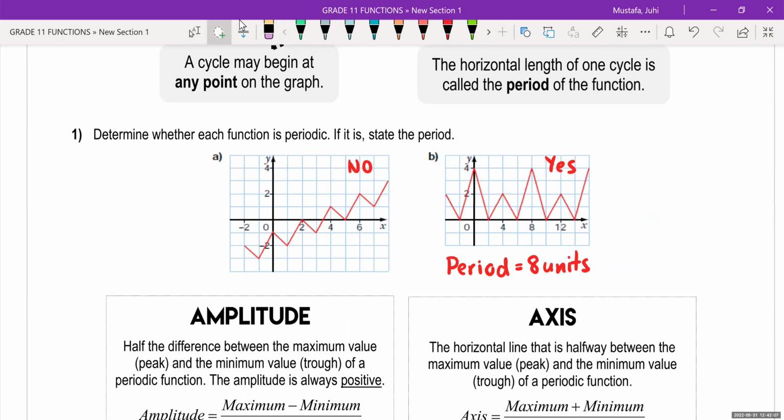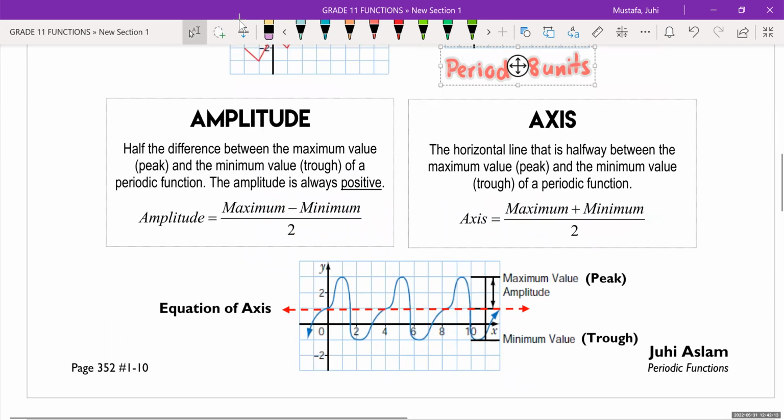Okay. A couple more definitions. There are quite a few definitions for this first lesson. We're going to talk about the amplitude of a graph, and we're going to talk about the equation of axis. So I'll go through the definitions first, and then we'll talk about what it actually looks like on a graph. The amplitude is half the difference between the maximum value, which is the peak of the graph, and the minimum value, which is the trough of a graph.